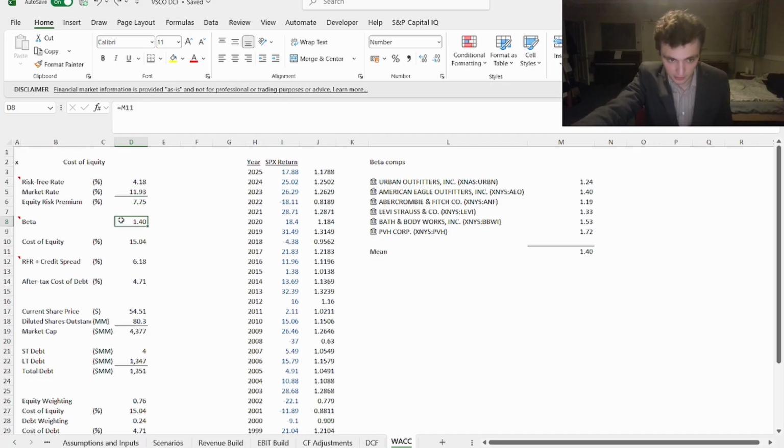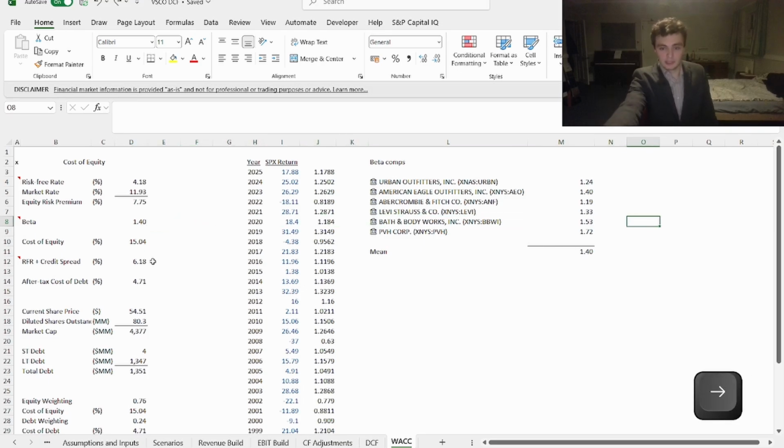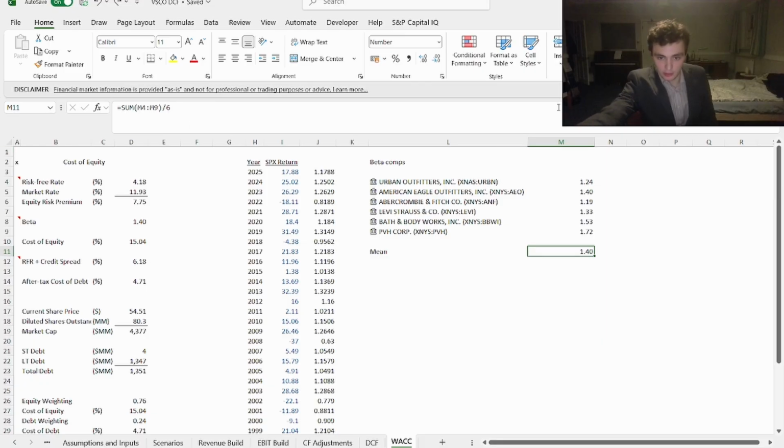Now for beta we can often just pull it straight from Yahoo Finance, which is a free site. We also might, if we have access, get it from Bloomberg Terminal or from Capital IQ. But in this specific case, and this is something you might want to consider, I've actually used an average of comparable companies. And so that's what I've done over here.